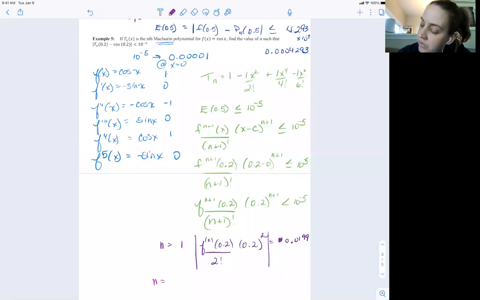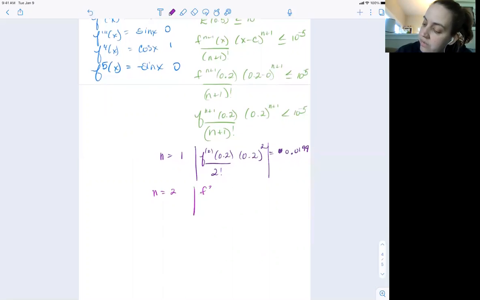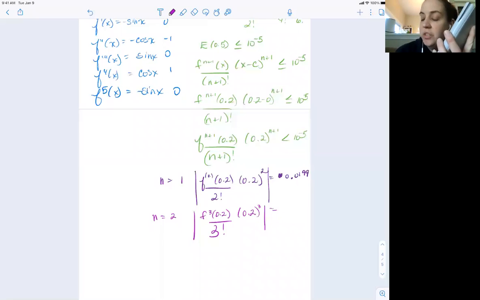So this time n equals 2. So this is the third derivative evaluated at 0.2 over 3 factorial times 0.2 to the third. Is that less than 10 to the negative fifth? So I did the third derivative times 0.2 cubed over 3 factorial, and I have 4.654 times 10 to the negative sixth. Because it's to the negative sixth power, that is less than that 10 to the negative fifth power. So we did it. Good job.